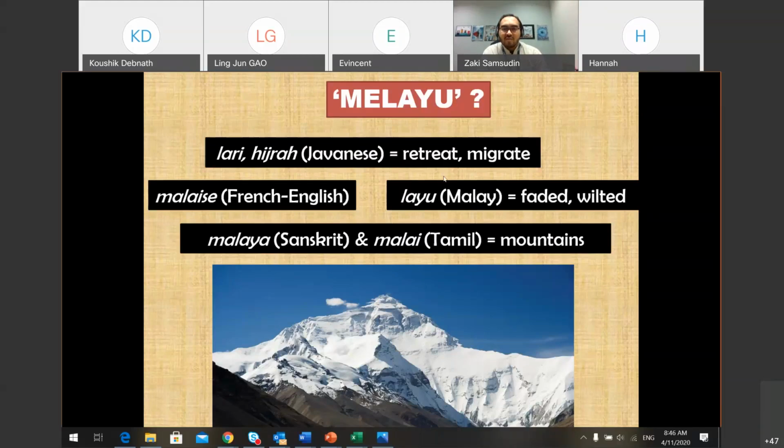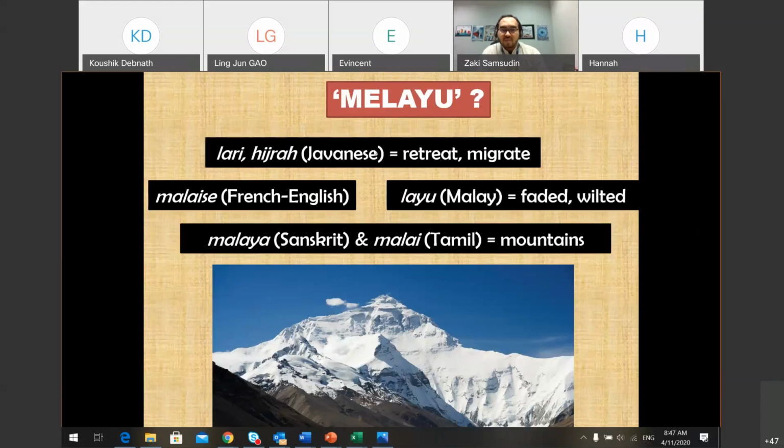But the word layu, yes, if you take out the prefix me, becomes layu. Layu is not a very positive word. It means something that is wilting. You know, a tree when it's about to die, it's wilting, right? Fading, faded or wilting. So that particular part of the word doesn't sound very nice, isn't it? I think the other two hypotheses or assumptions actually make more sense.